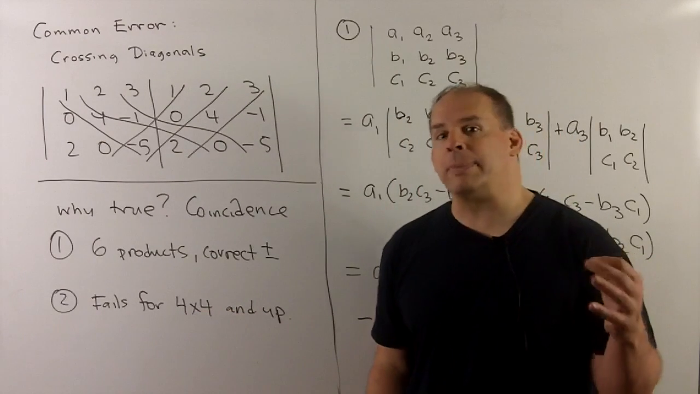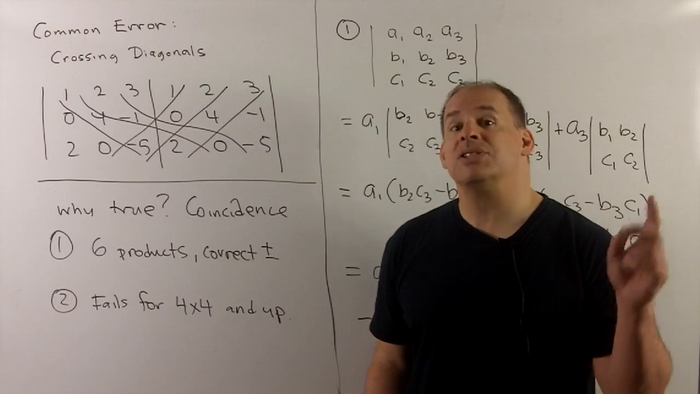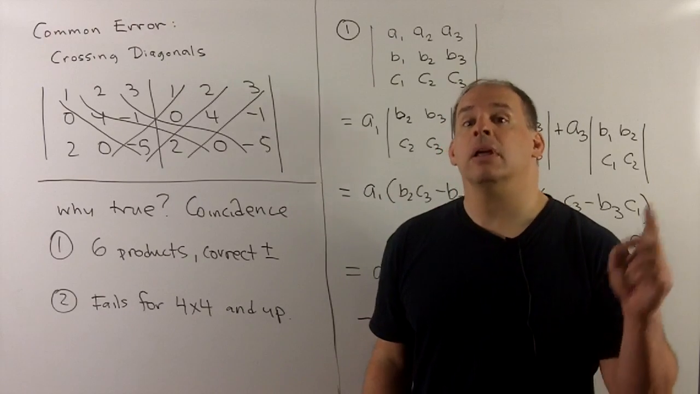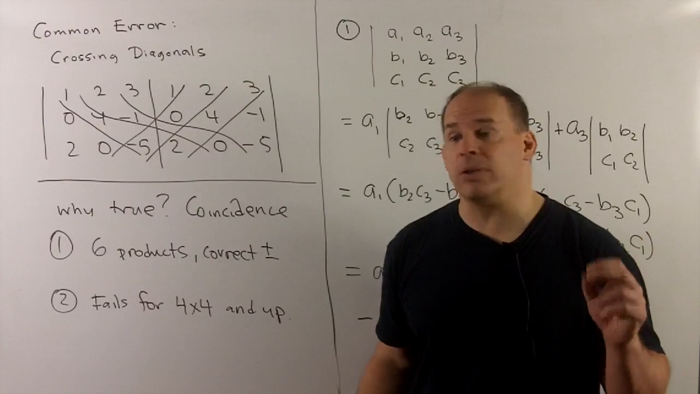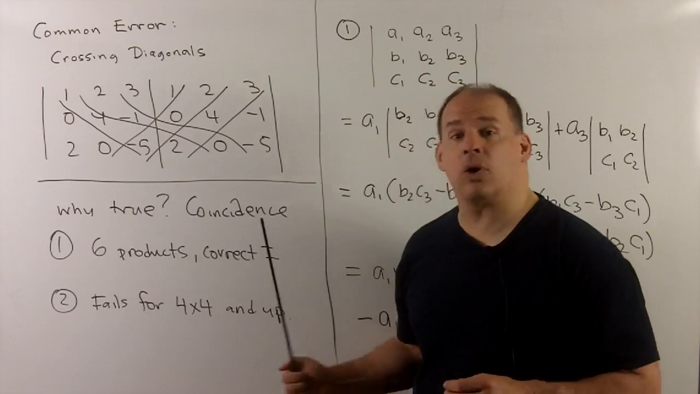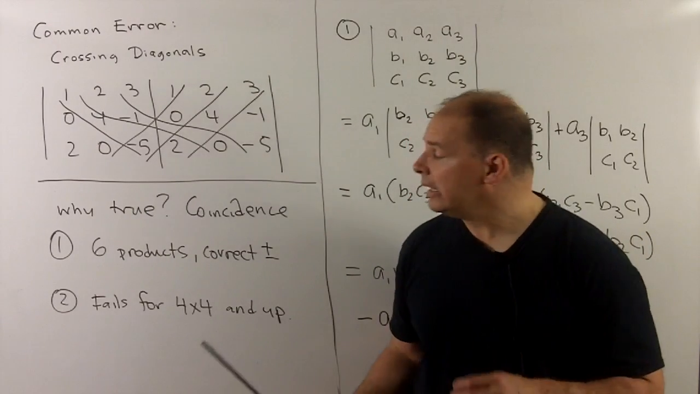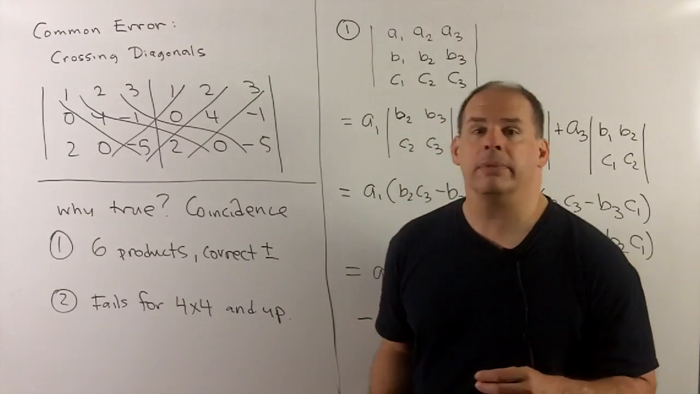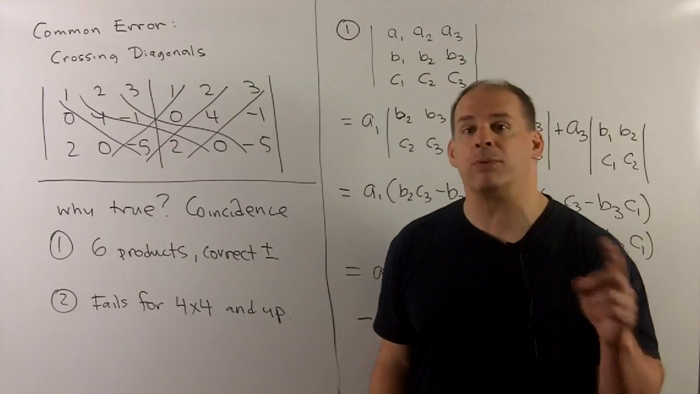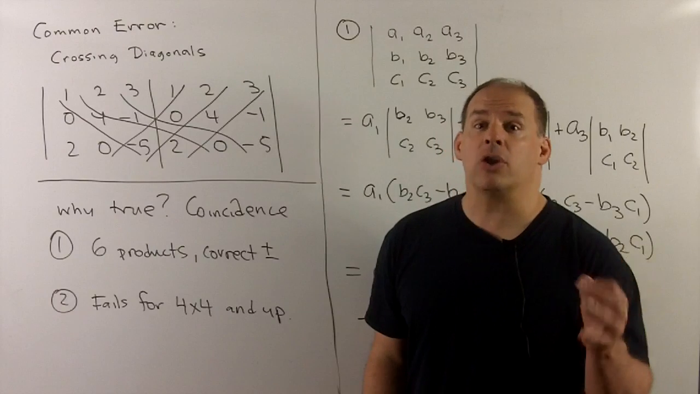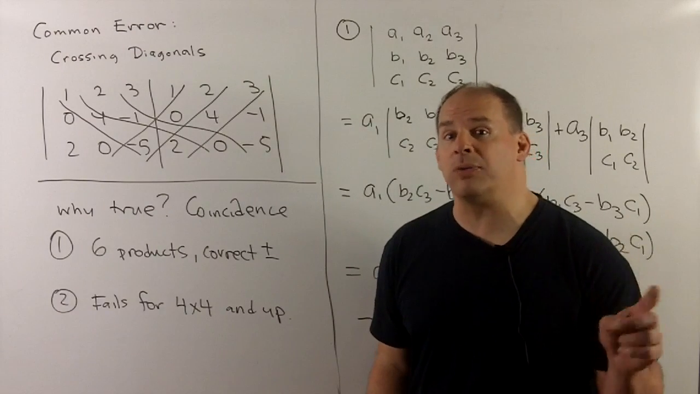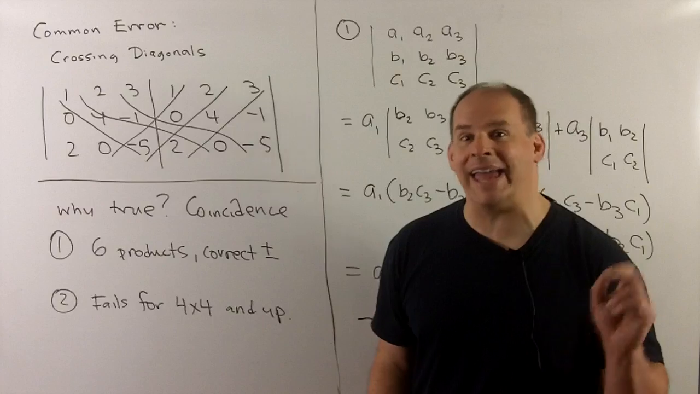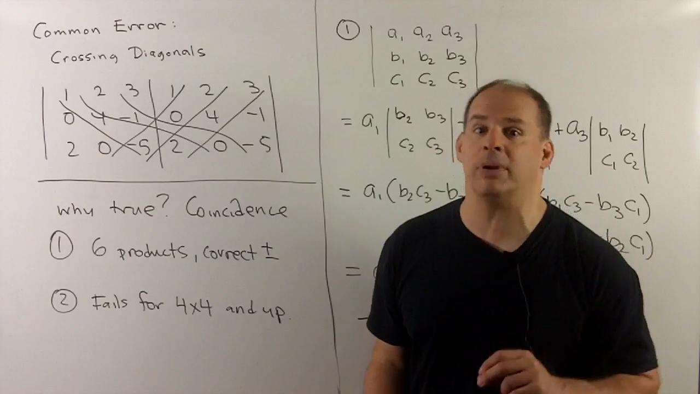So if I'm going to do a 3x3 determinant, I need 6 products. And it just turns out the 6 diagonals are going to correspond to those 6 products with the correct signs. If we go to 4x4 and above, for instance, if I do the 4x4 case, you take a look at cofactor expansions, you know you need 24 products, but you only have 8 diagonals. We'll look at an example of that in a little bit.